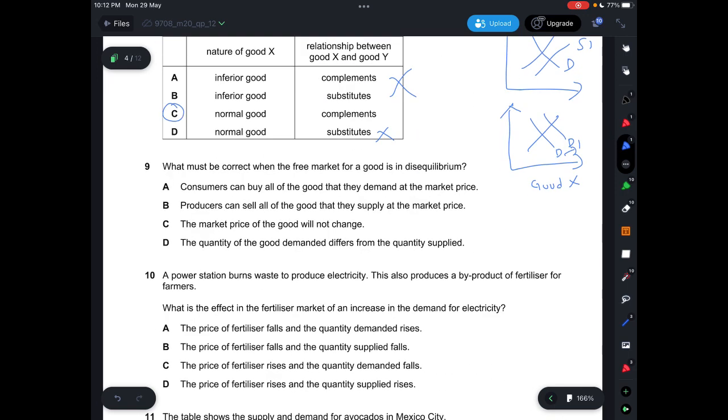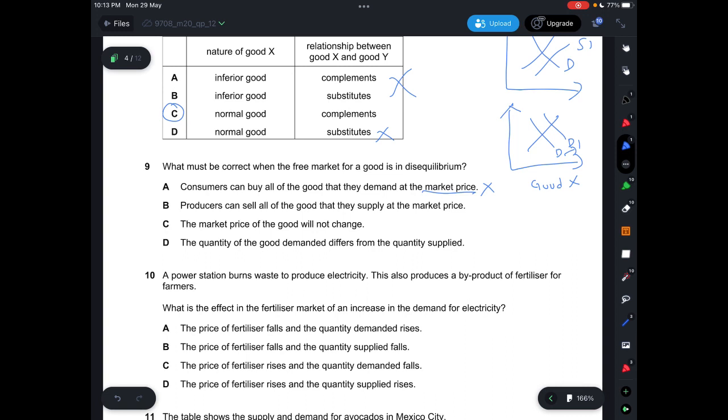Question 9. What must be correct when the free market for a good is in disequilibrium? That means that there could either be a maximum price or a minimum price that is effective. For example, a maximum price below equilibrium or a minimum price above equilibrium. So A says consumers can buy all the good that they demand at the market price, which is wrong because the market price is the equilibrium price, and it is in disequilibrium, so it's not correct.